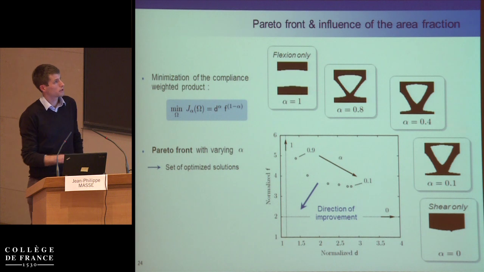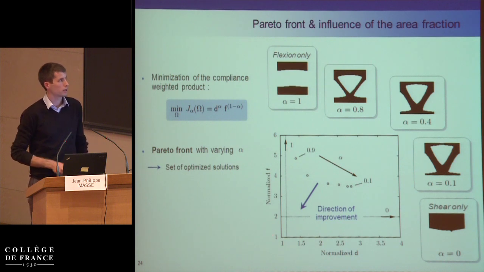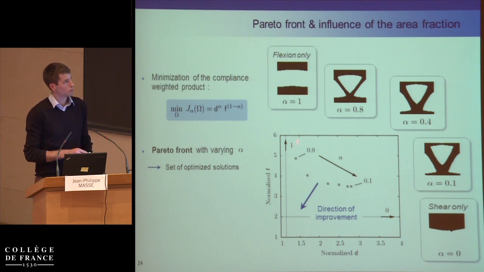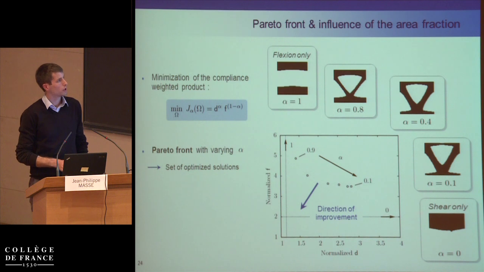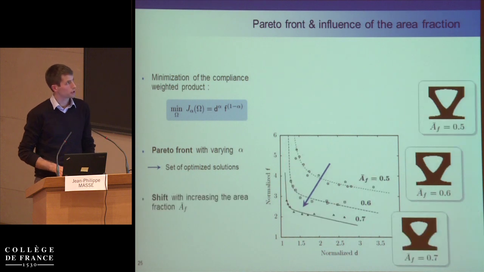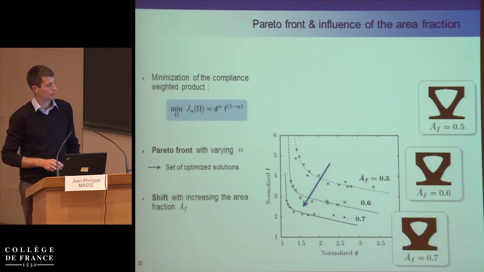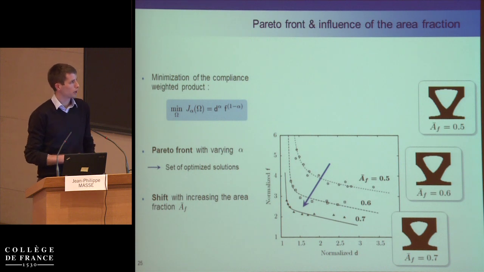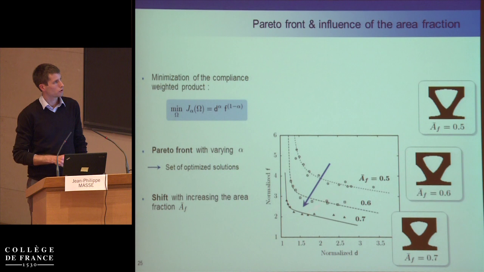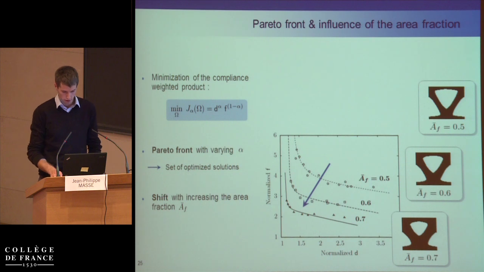And doing several optimizations with different values of alpha, you get a continuum of optimal geometries that gives you, in this chart of bending stiffness and transverse shear stiffness, a Pareto front from only bending to only shear. And you can change the constraint on the volume, on the area fraction, because we are two-dimensional. So you have a shift of this Pareto front, and you can get a different solution.